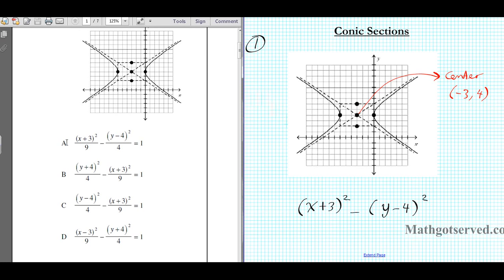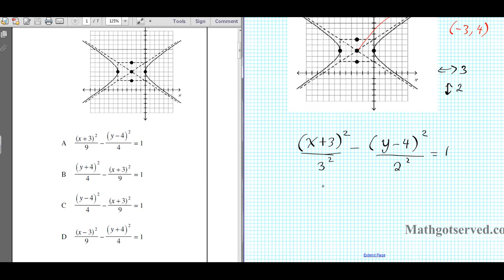All right, so just by graphing that, we can clearly see that the answer is going to be option letter A. Just to make sure, for the denominators, we're going side to side 3 units. So since we're going side to side 3, under the x we're going to have 3 squared. And then since we're going up and down 2 units, under the y we're going to have 2 squared, and that equals 1.